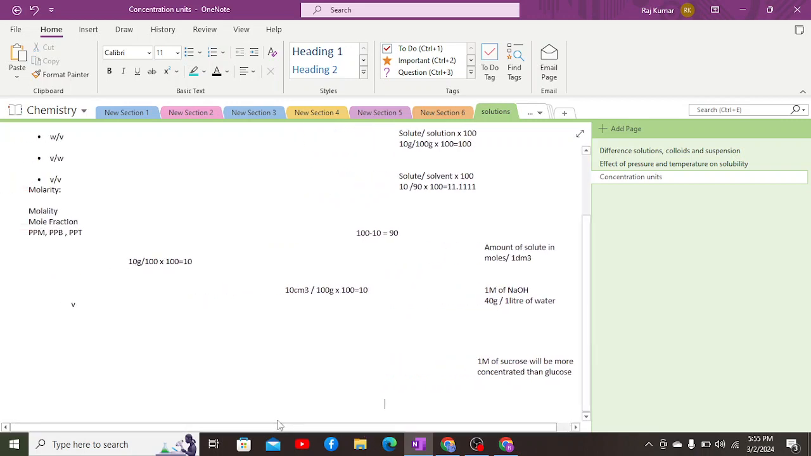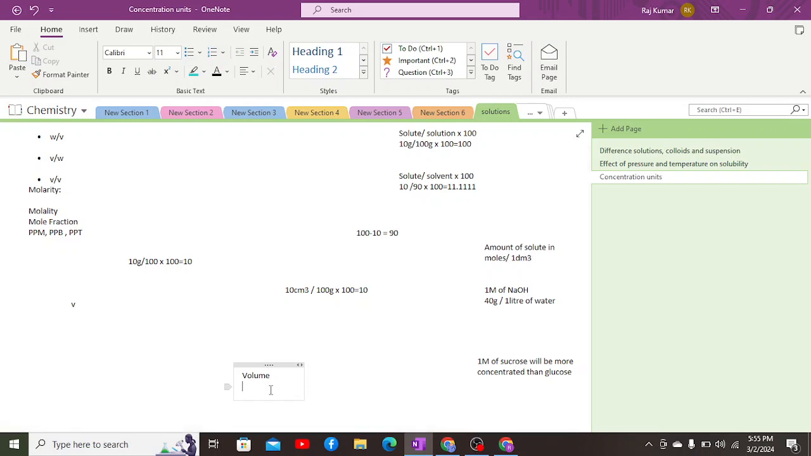Now, another factor which I would like to highlight over here is that molarity is affected by temperature. Why is it affected by temperature? Because if we increase the temperature, then the volume of the solution increases. Volume of the solution is affected by temperature, because the attractive forces between the water molecules are weakened by the absorption of heat.